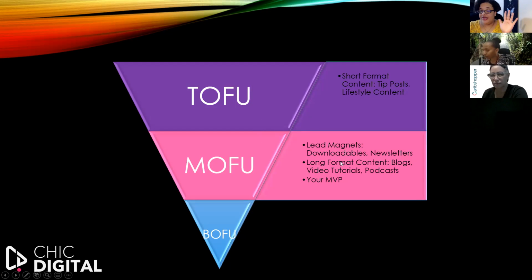In the middle of the funnel, this is where your lead magnets are. This is downloadables. These are newsletters. And you can have long format content here too. So blogs, video tutorials, if you want to do a podcast or a video series or anything like that. This is where the middle of the funnel is. And at this point, this is where your MVP is as well.